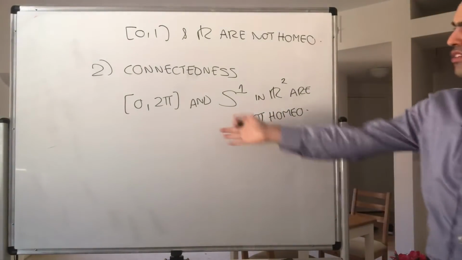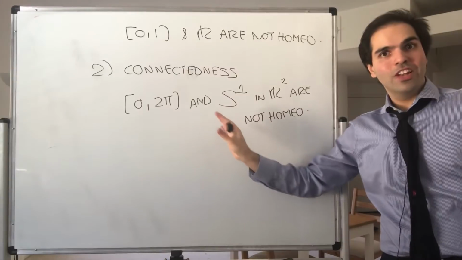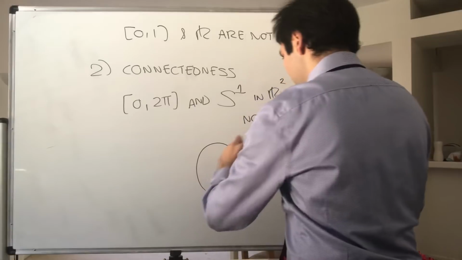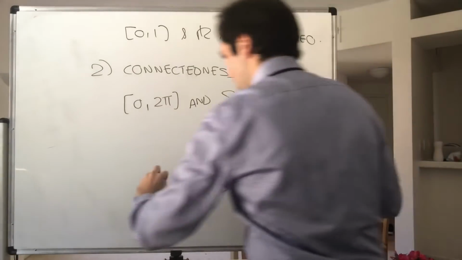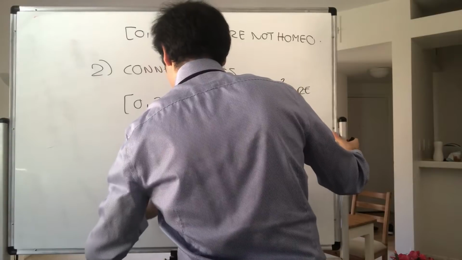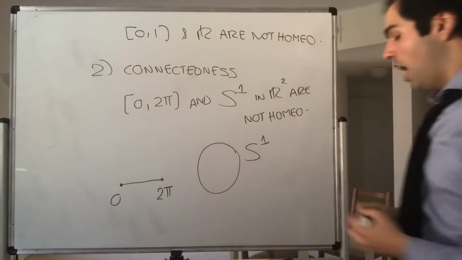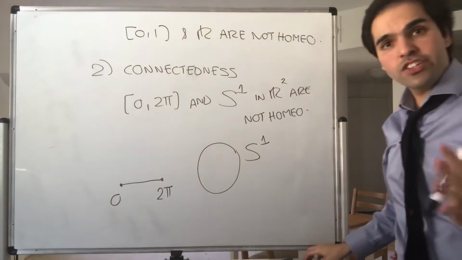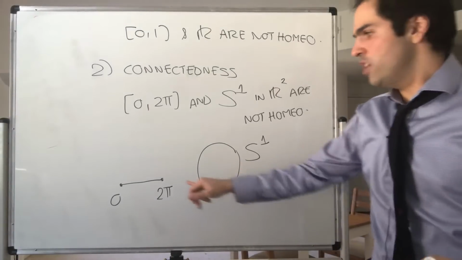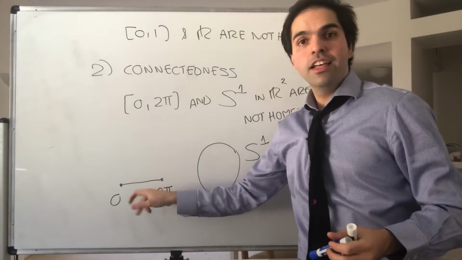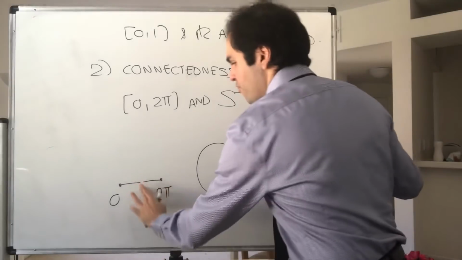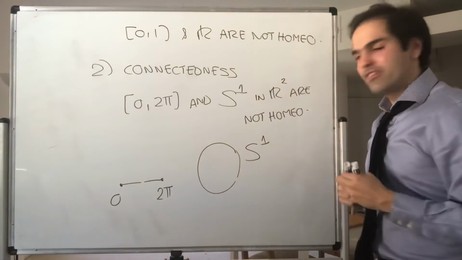Okay? And you're like, wait a moment, aren't those two connected? Yes, they are, but notice the following. So this is the circle, and this is the interval, 0, 2 pi. However, here's the thing. You can actually show that if you remove a point from this and you remove a point from this, then they would still be homeomorphic. So homeomorphism doesn't matter if you remove a point.